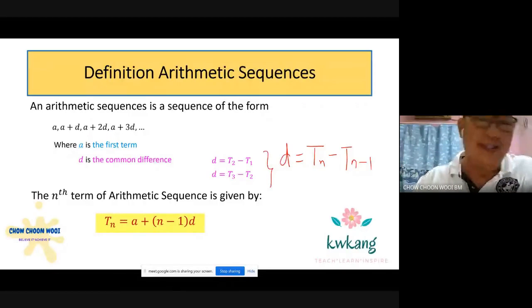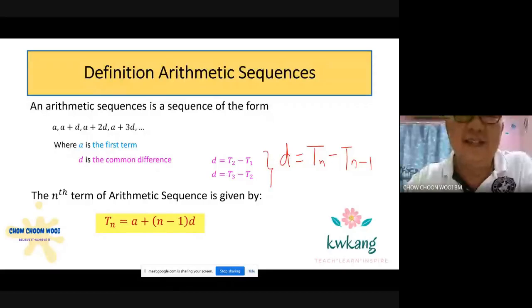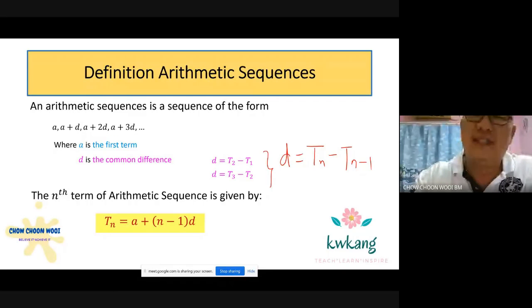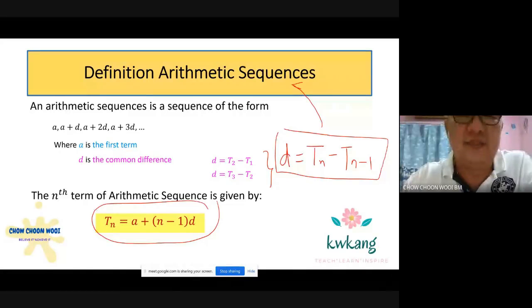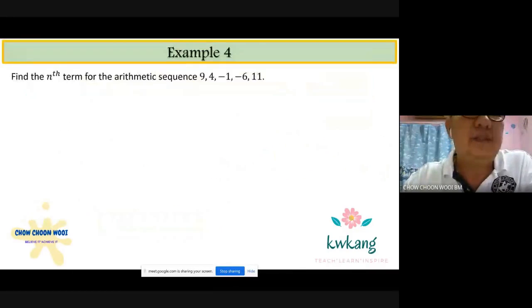Okay. Right. So, ini kita kena ingat, d for arithmetic sequence. Then Tn is equal to a plus n minus 1 d. So, find the nth term for the arithmetic sequence: 9, 4, negatif 1, negatif 6, negatif 11. So, to find nth term, untuk mencari nth term.